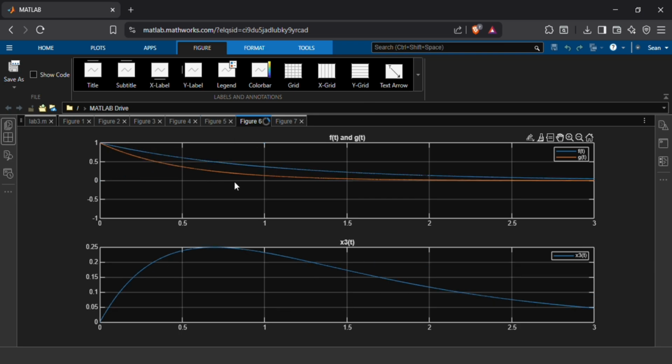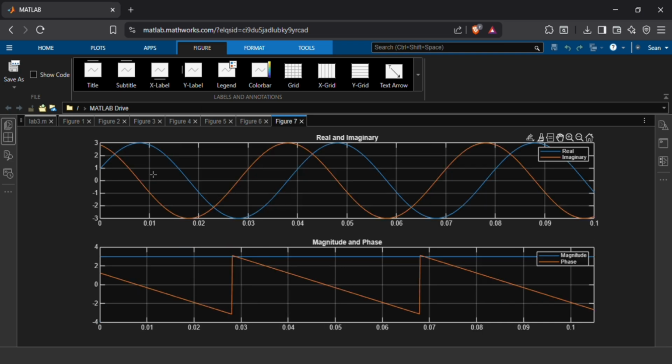In Figure 6, in the top, two decaying curves with different speeds. In the bottom one, their difference starts positive and then decreases slowly.